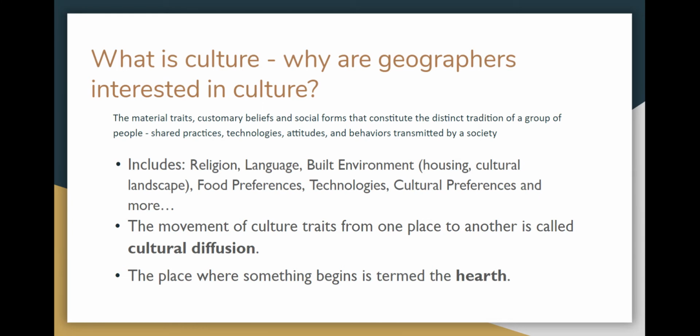So you're going to see some terms we've already started to use in class. The first one is cultural diffusion. That refers to the movement of cultural traits from one place to another. We're going to talk a lot about how culture spreads and where it spreads from, and how it spreads, and the different variations and different methods in which culture might spread. The place that something begins in terms of how culture starts is termed the hearth. So culture will often spread out of a singular hearth.